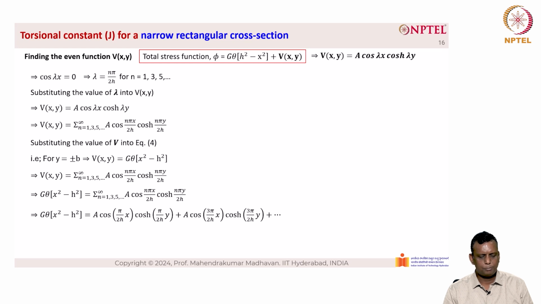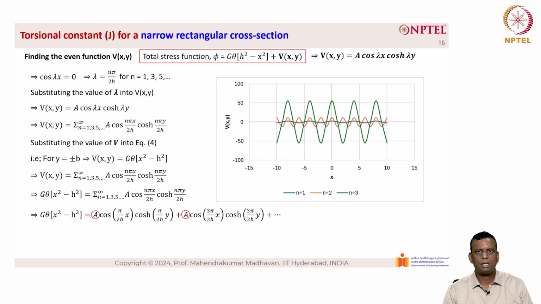So we can further simplify this for n equal to 1 and 3. We have this expanded equation: g theta into x square minus h square is equal to a cos pi by 2h into x into cosh pi by 2h into y plus a into cos 3 pi by 2h into x into cosh 3 pi by 2h into y plus, and it goes on. The value a appears to be constant in this equation, but however when we plot it, we can see that the amplitude of a can be varying. For n equal to 1, as you can see from here, it is a very mild variation. The amplitude is not much.